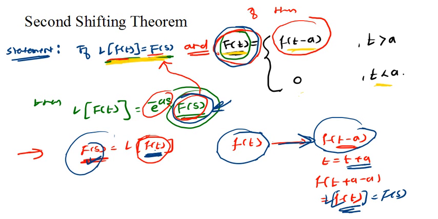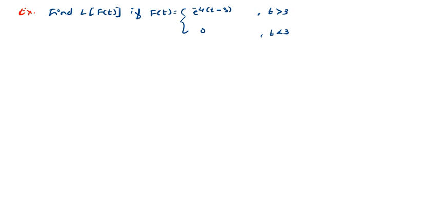Getting me? For example, suppose we have an example like this. If you observe here, this is capital F(t), and the value for capital F(t) is given to us, that is e raised to minus 4(t minus 3) for t greater than 3 and 0 for t less than 3, and we need to calculate what? We need to calculate L of F(t).